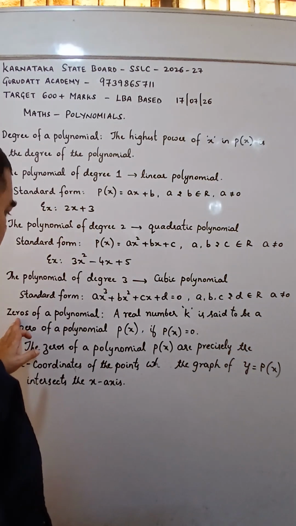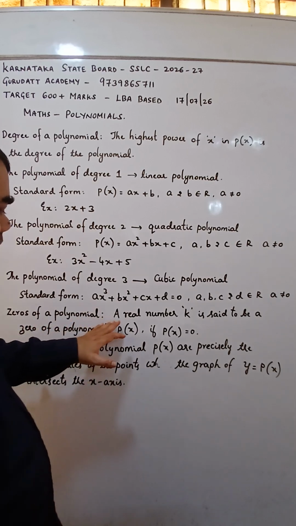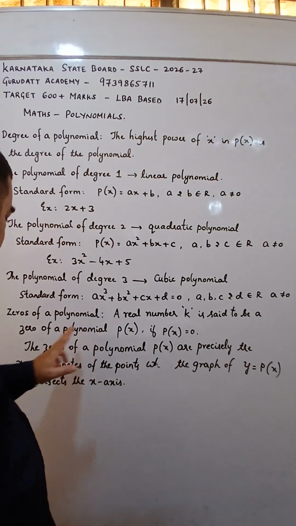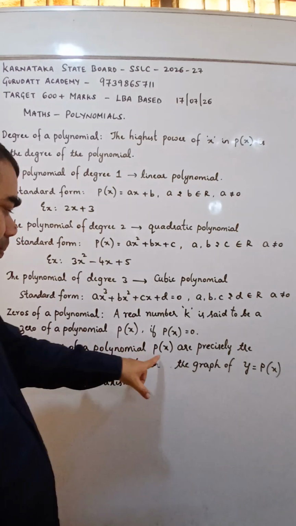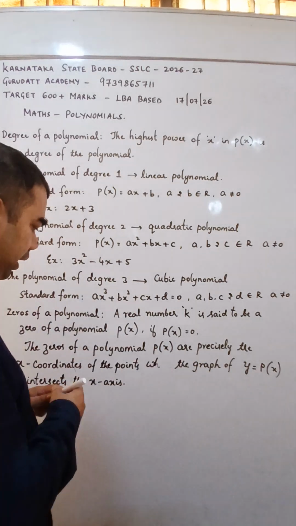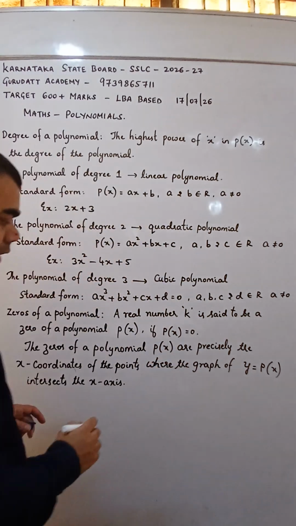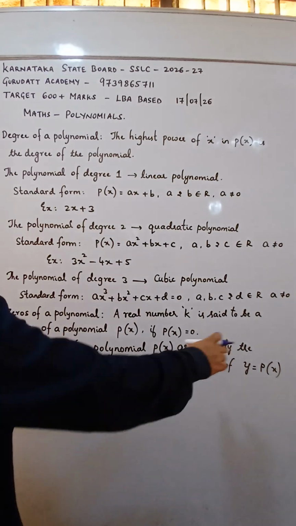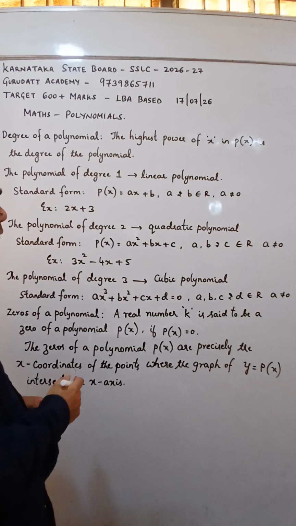Then moving on to the next concept, which is called zeros of a polynomial, very important. A real number k is said to be a zero of a polynomial P of x. A zero is also called the solution or the root of a polynomial. Zeros of P of x are precisely the x coordinates of the points where the graph of y equals P of x intersects the x axis, which you will get the details of in a few problems.